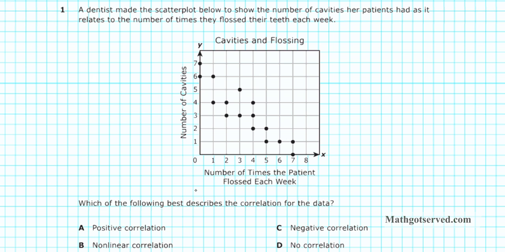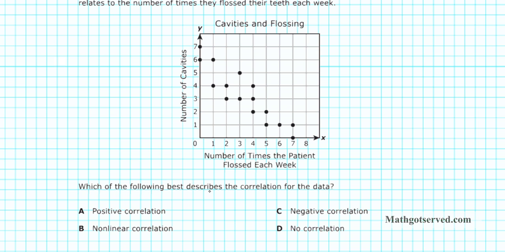Alright, let's take a look at question number 1. It says, a dentist made the scatter plot below to show the number of cavities her patients had as it relates to the number of times they flossed their teeth each week. So we have number of cavities graphed along the number of times the patient flossed each week. So the question is, which of the following describes the correlation for the data? Is it positive, nonlinear, negative, or no correlation?